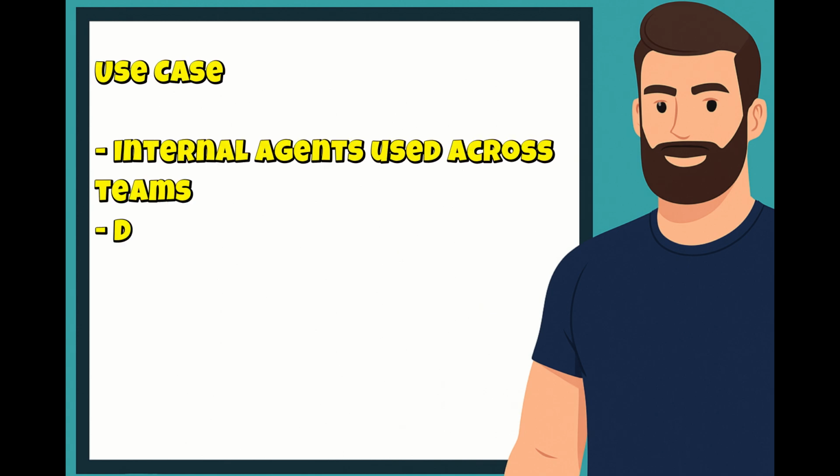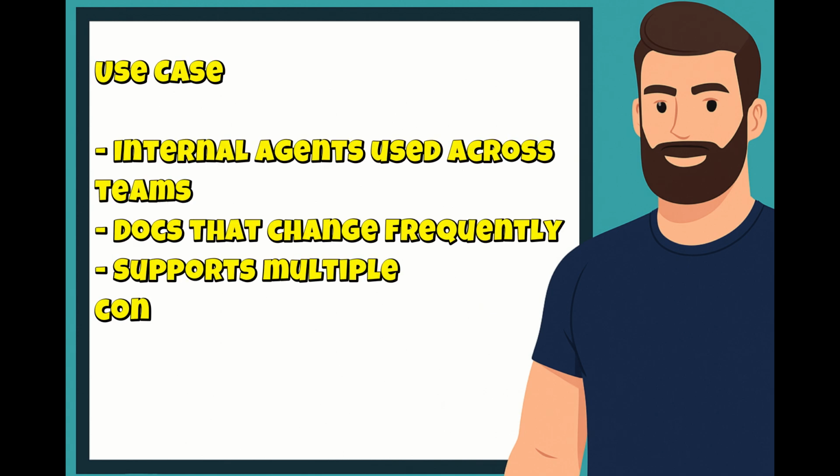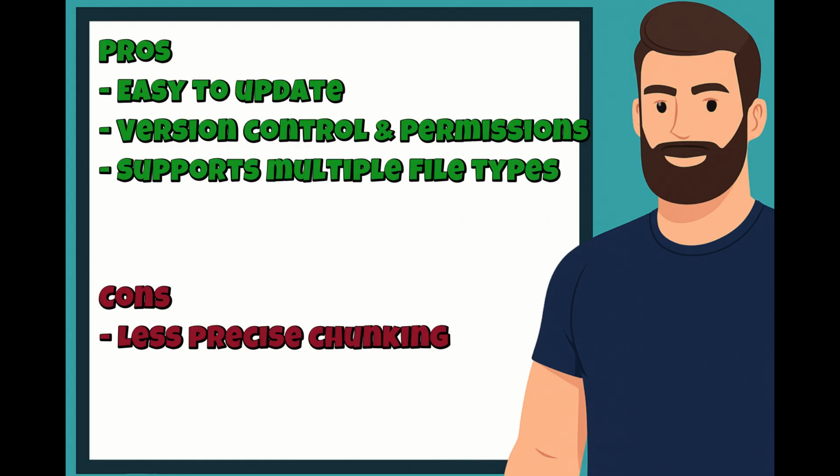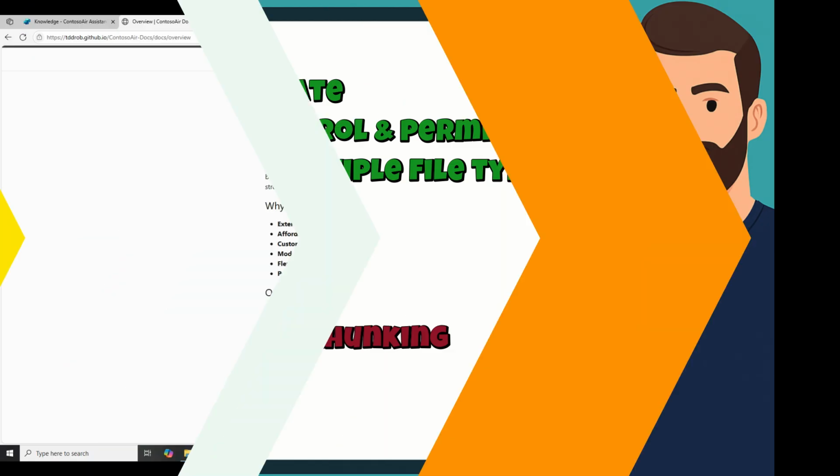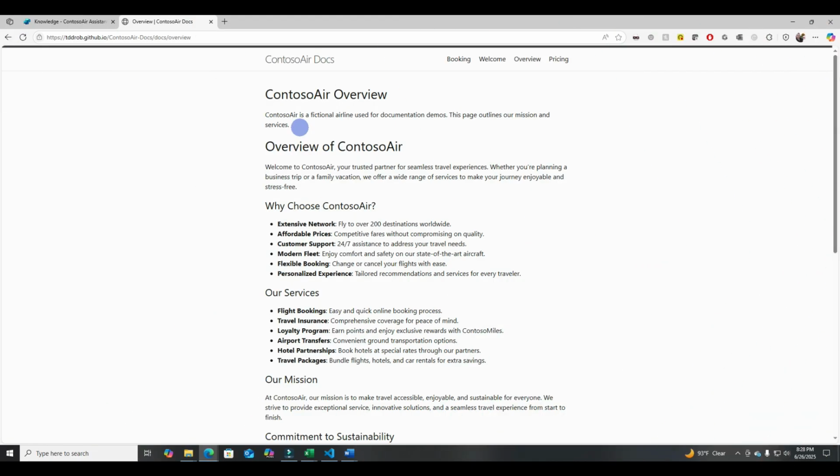So the use case: internal agents across teams, docs that change frequently, and it supports multiple contributors. Pros: it's easy to update, there's version control built in, you can support multiple different file types. But the con is it's slightly less precise chunking compared to Markdown.